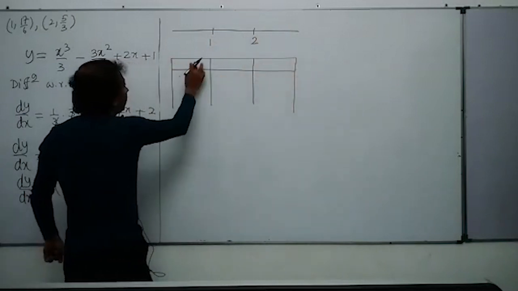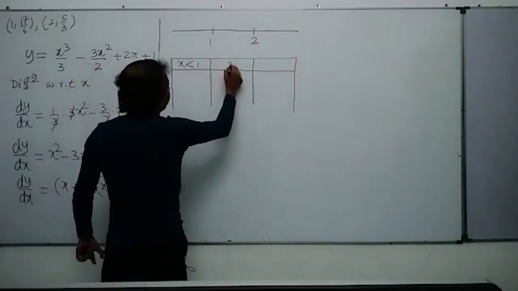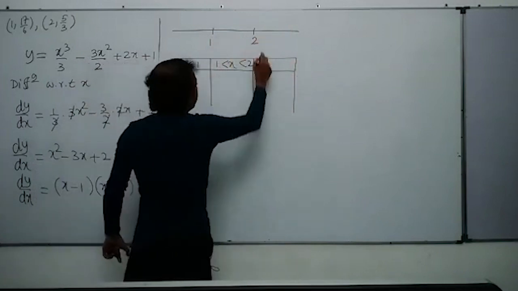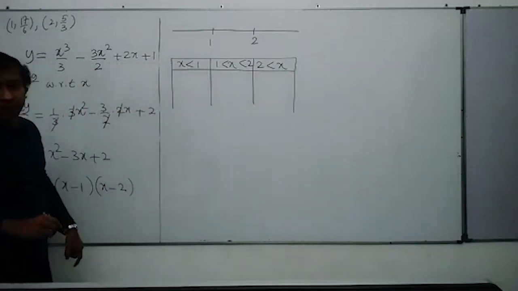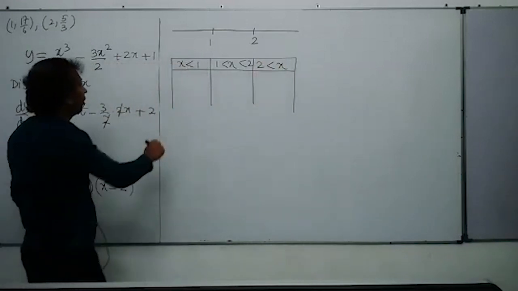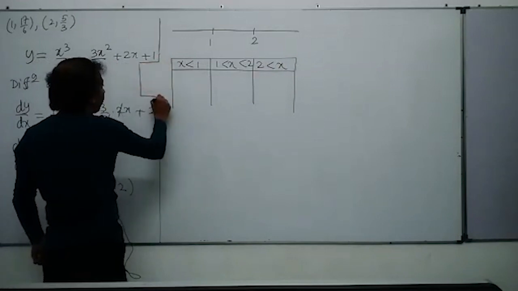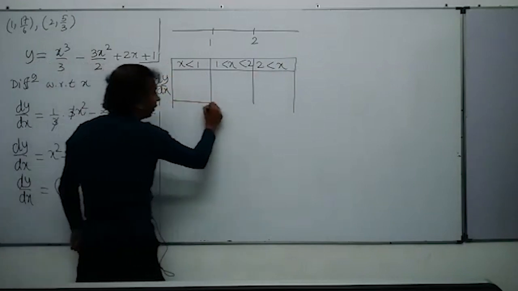This region is x less than 1. This region is x less than 2 but greater than 1. Very easily you can remember. This region is x greater than 2. Now in each interval we are going to find the sign of dy by dx. Here we write in columns the sign of dy by dx.